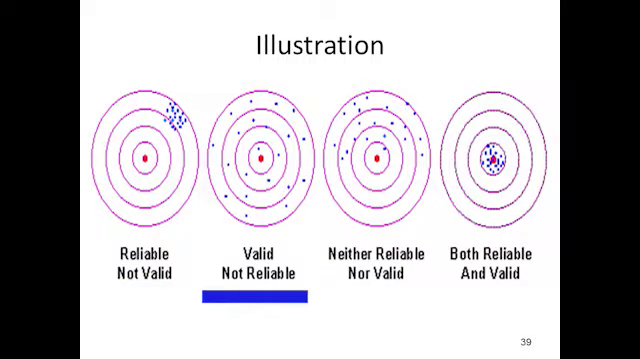Now, here we have this category. This group has some valid findings. So they have some validity. They hit the center here, but they are not very reliable. They keep spreading some of the play. This group is neither reliable nor valid. Everything is not near the center, and it is spread out. This group is both valid and reliable.